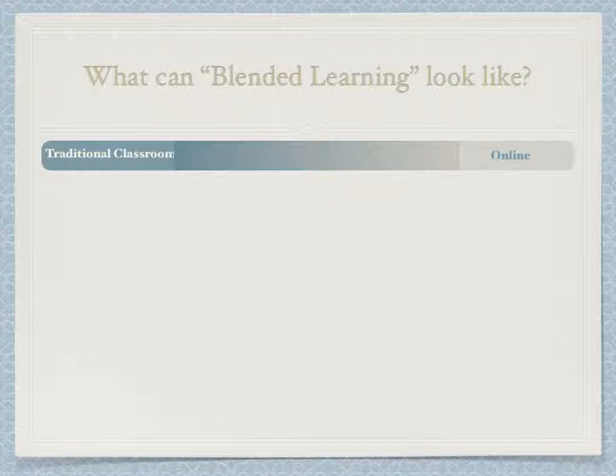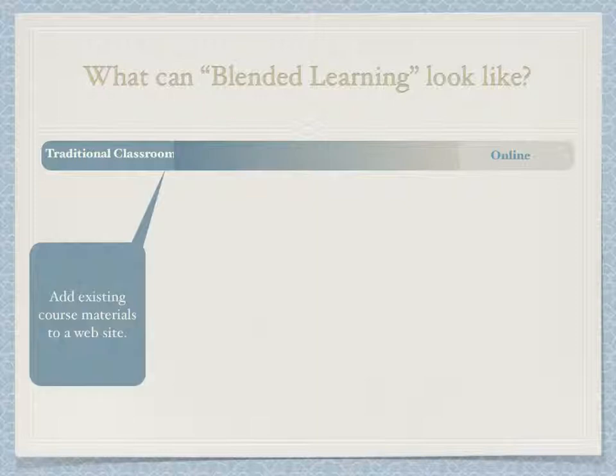So what can this blended learning look like? Again, if we think of a spectrum where we have a traditional classroom on one end and a fully online class on the other, there are different levels of blended learning. The simplest might be to add existing course materials to a class website. Maybe it's putting up a homework calendar. Maybe it's putting copies of worksheets available online. Even that little bit of incorporating technology can significantly help.